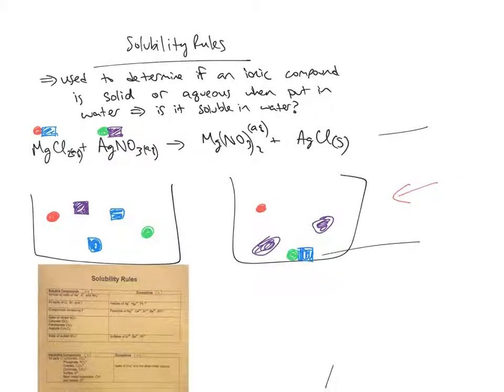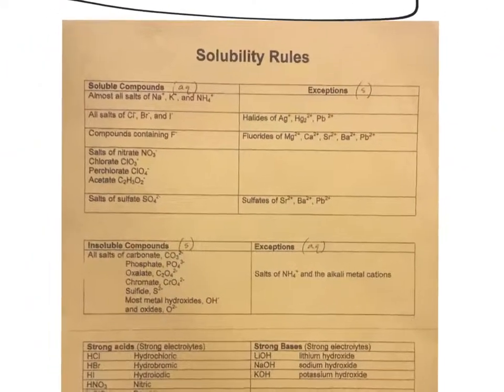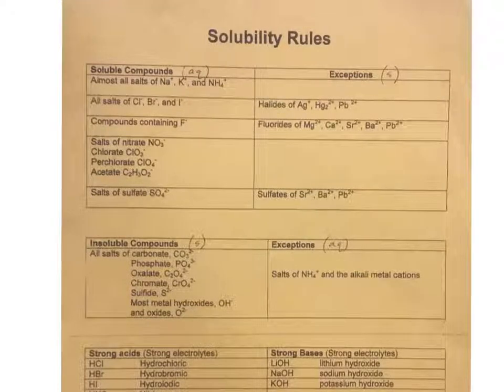So like I was saying, we are using these solubility rules to determine if an ionic compound will dissolve in water or not, right? Is it going to be aqueous or is it going to be solid? And as this picture shows, because the silver chloride is a solid, and I'm just going to zoom up here really quick, we can see salts of chloride are soluble. However, jump over to the exceptions and we see that silver is one of the exceptions. Therefore, silver chloride would be a solid compound.